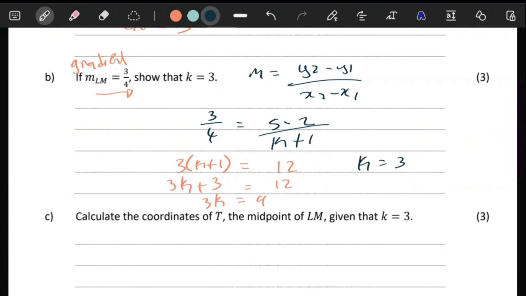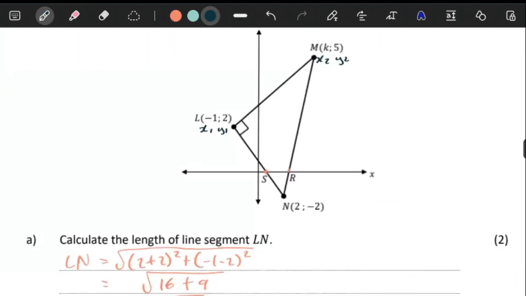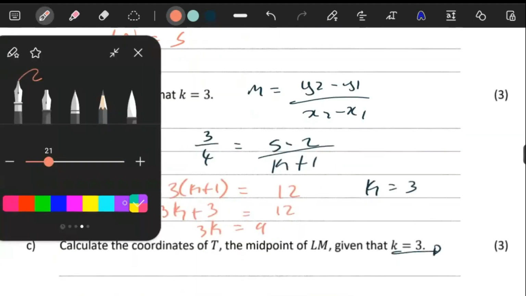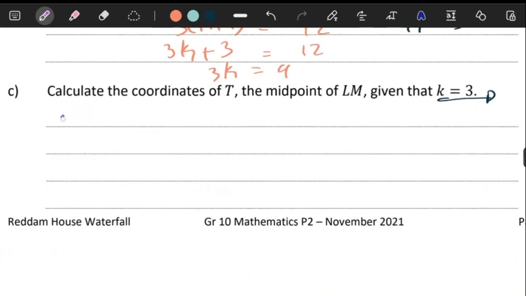Then you have got your 3 marks. 3 everywhere. Calculate the coordinates of t, which is the midpoint of Lm, given that k is 3. So getting the midpoint of Lm, nothing difficult there, because you can just use the midpoint equation, you see. For your midpoint, remember the midpoint of x is going to be x1 plus x2 over 2. The midpoint of y is going to be y1 plus y2 over 2.